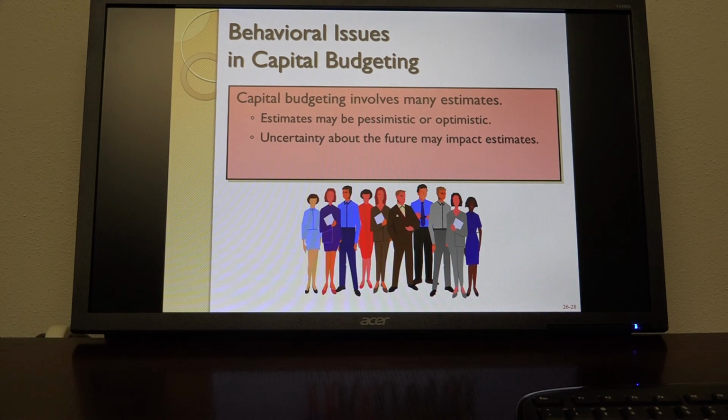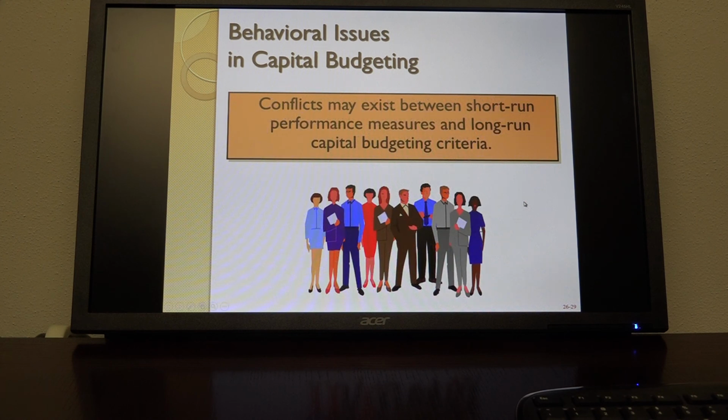Now note, capital budgeting involves many estimates, and some estimates are positive, some are negative. You just have to be as realistic as possible with these estimates, and who knows what's going to happen if it's a 30-year project. Who knows what's going to happen 20, 30 years from now. And so there's a lot of uncertainty of how the future may impact decisions and estimates.